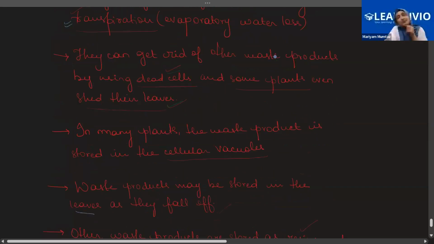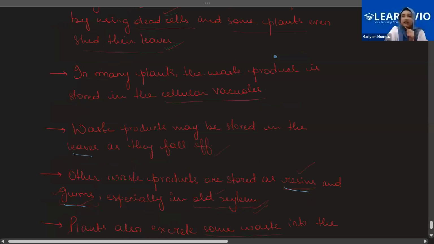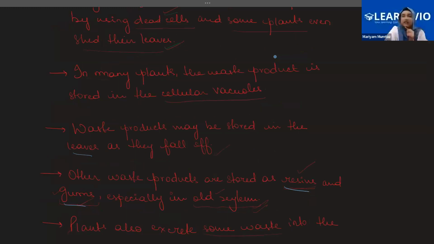Now, in many plants, the waste product is stored in the cellular vacuoles. Do you people remember what percentage of the plant cell the vacuoles take up? Does anyone remember that? 60 to 90. Exactly. In the plant cell, not actually 60 to 90, but 80 to 90% of the cell volume is taken up by the vacuoles.